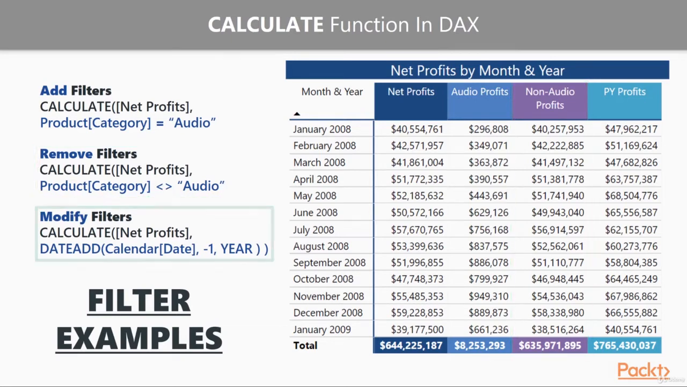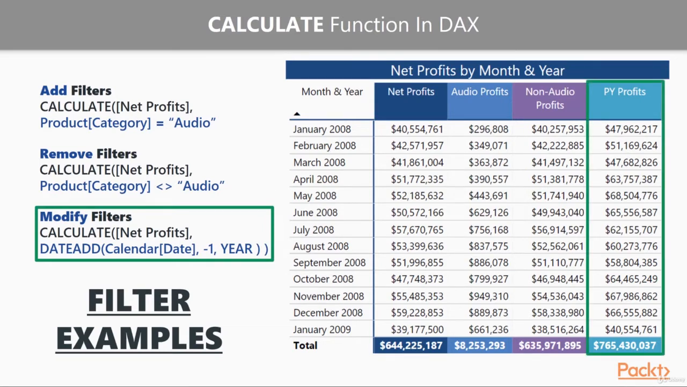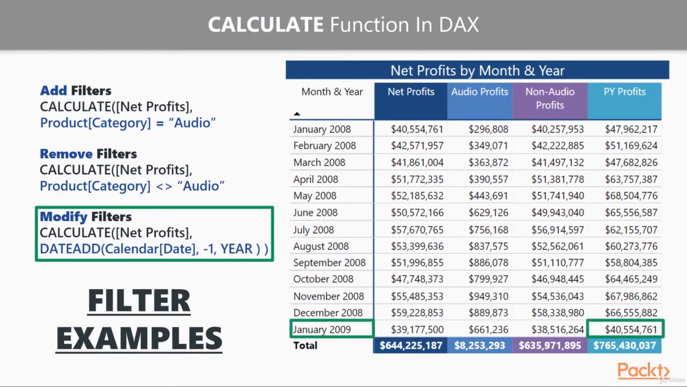And lastly, the modify filters example is calculating the net profits, but for the previous year as seen here. We can also confirm this is happening if we take a look at January 2009's previous year profit value. This value matches the value from January 2008, which is exactly what we wanted to return.